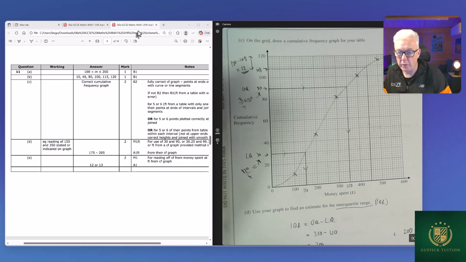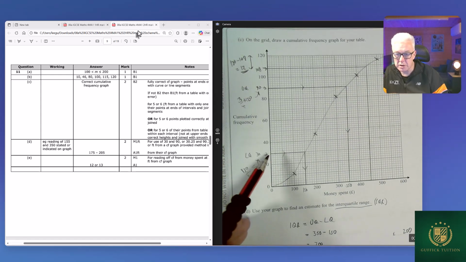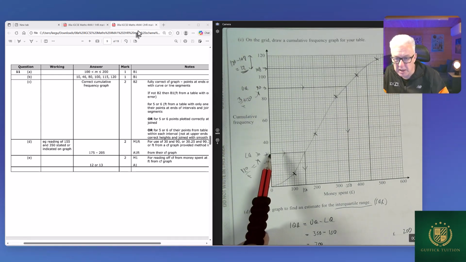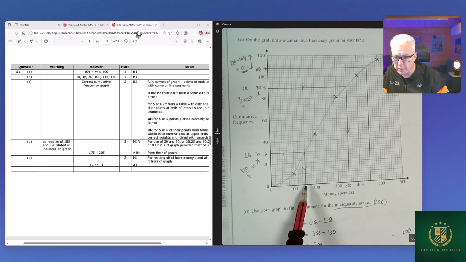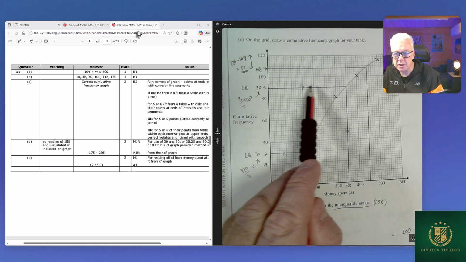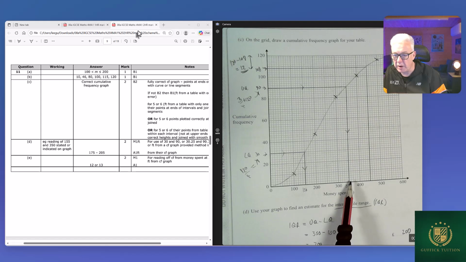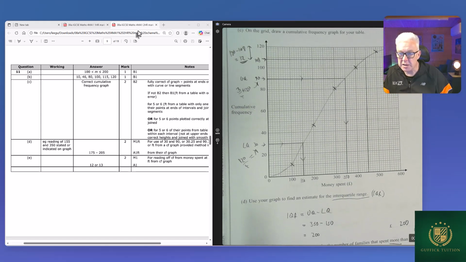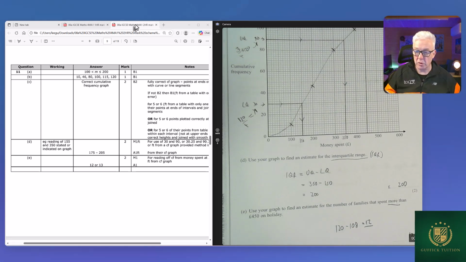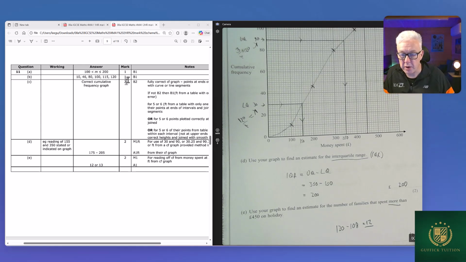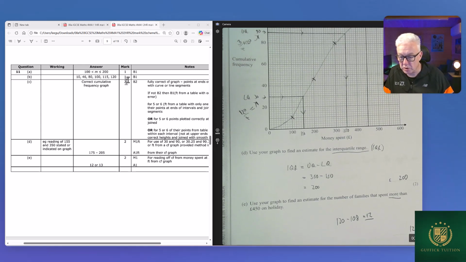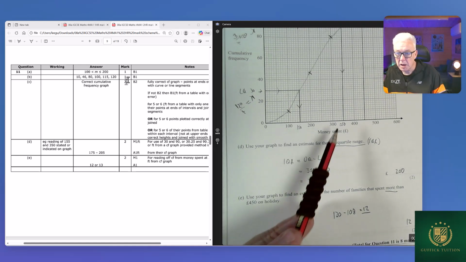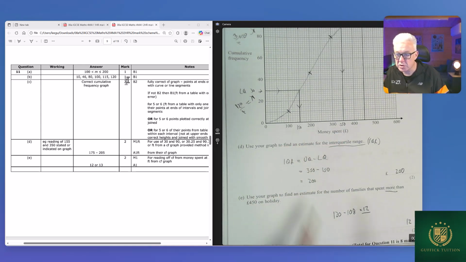Okay, so what we do is we go across at 30, and we go down for our lower quartile. We go across at 90, and we go down and read off our upper quartile. And our interquartile range is going to be the upper quartile take away the lower quartile. So we do upper quartile, take away lower quartile for our interquartile range, which is 350, take away 150, so 200.